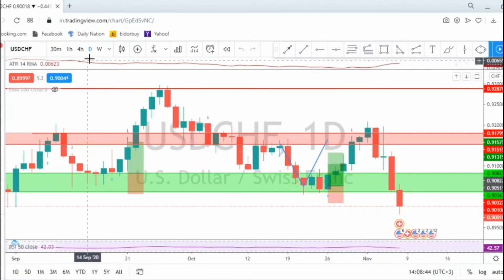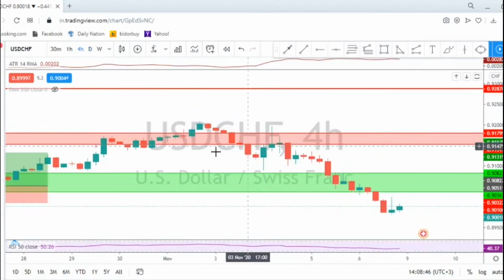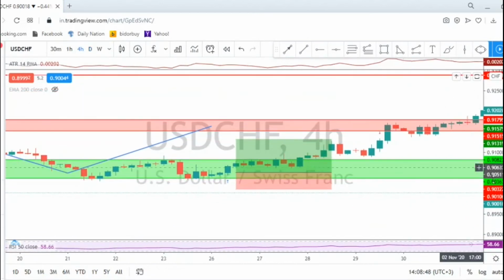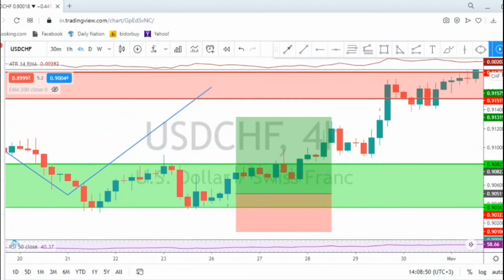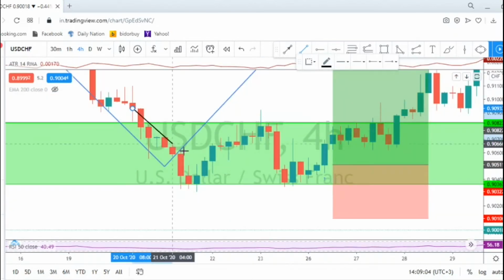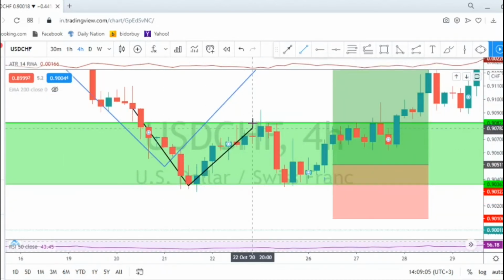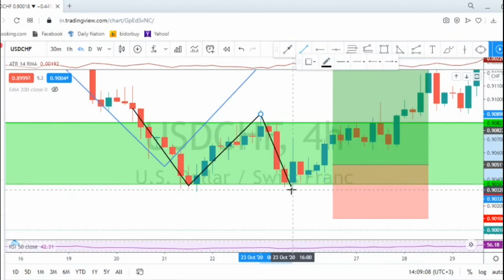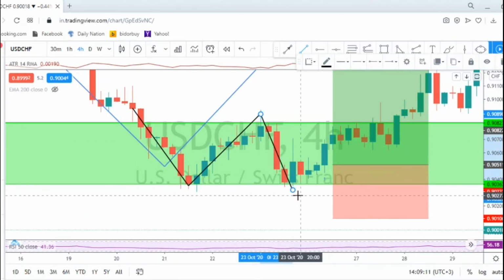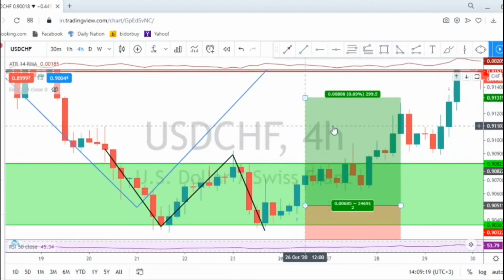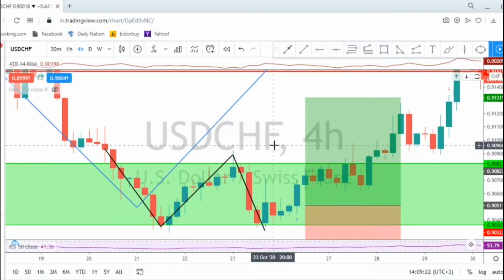And my entry reason was on a lower time frame. If I remember, I think it was on a 4-hour time frame. Yeah, we had this first low, a pullback here, and a second low. Now at this second low, this is a sign of a reversal, and with this bullish candle I entered the trade and it was a win of 1 to 2 risk to reward ratio and over 80 pips.